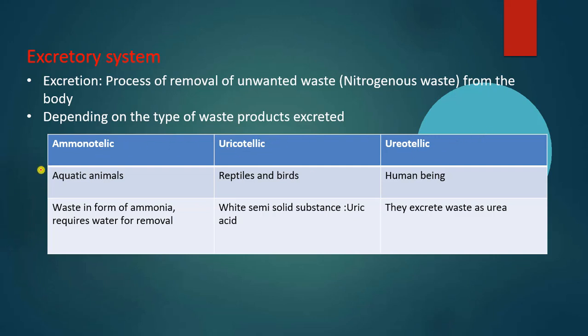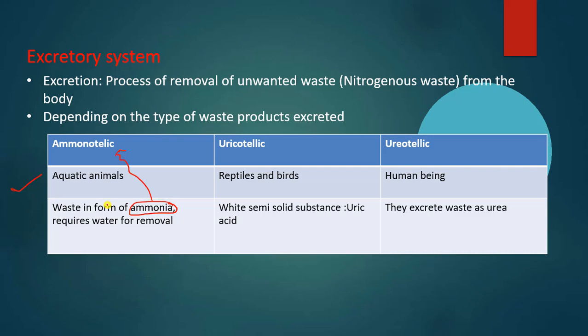Now, what is ammonotelic? It is basically aquatic animals which have their waste in the form of ammonia. A very important term. They do not excrete like us. They excrete their waste in the form of ammonia, and hence such animals are said to be ammonotelic animals. And for this ammonia to get out of their body, they require water. And they are already in water, and hence the type of waste generated or removed from their body is majorly ammonia, and hence they are said to be ammonotelic.